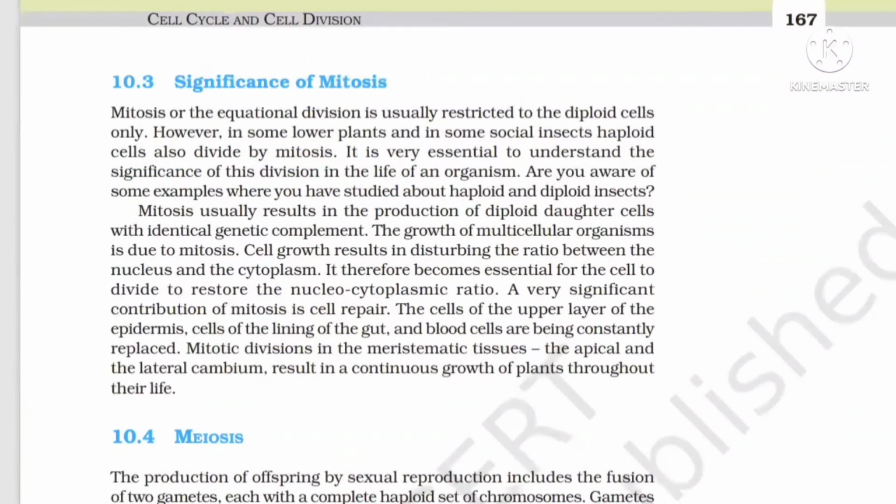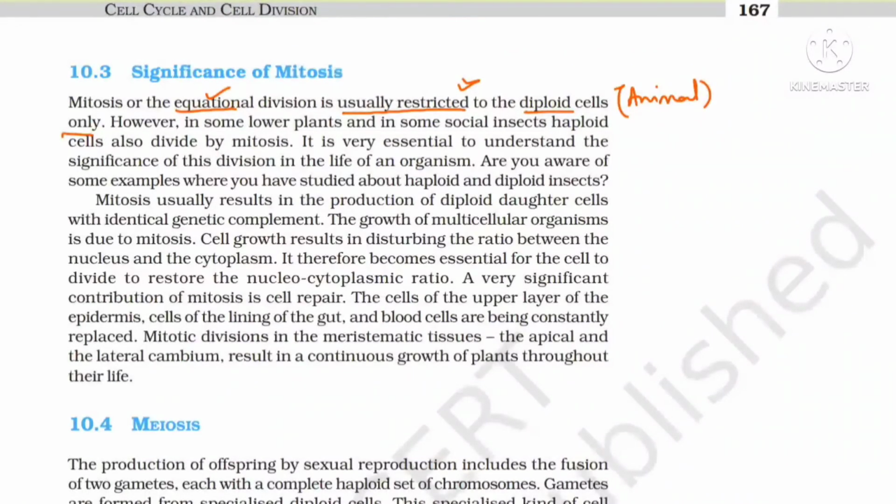Significance: it is equational division because the number is equal, usually restricted to diploid cell only, and especially in the animal cell, because in the plant cell, haploid cell also divides. However, in some lower plants and in some social insects, like the male honeybee we have seen already, haploid also divides. It is very essential to understand this division. It results in the production of diploid daughter cells with identical genetic complement.